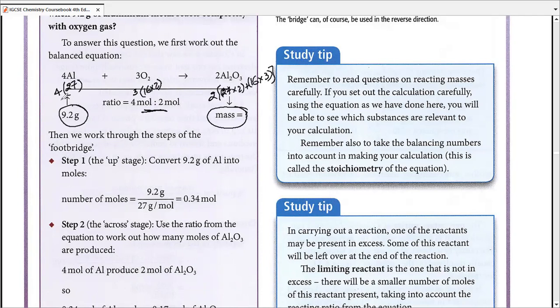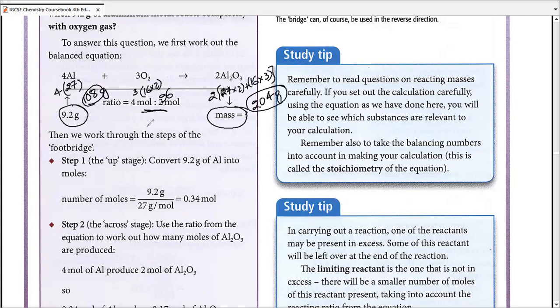So you're going to find out that 27 into 4, that's, I guess, 108. And 16 into 2 into 3, that's 96. And the whole comes out to be something like 204, I guess. If I'm right, yeah, that would be 204. So that's how it works. 108 grams of this produces 204 grams of this.